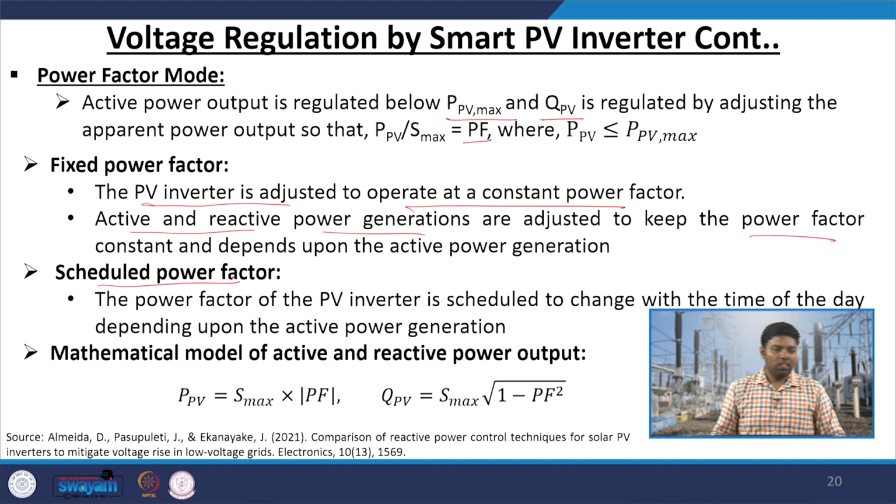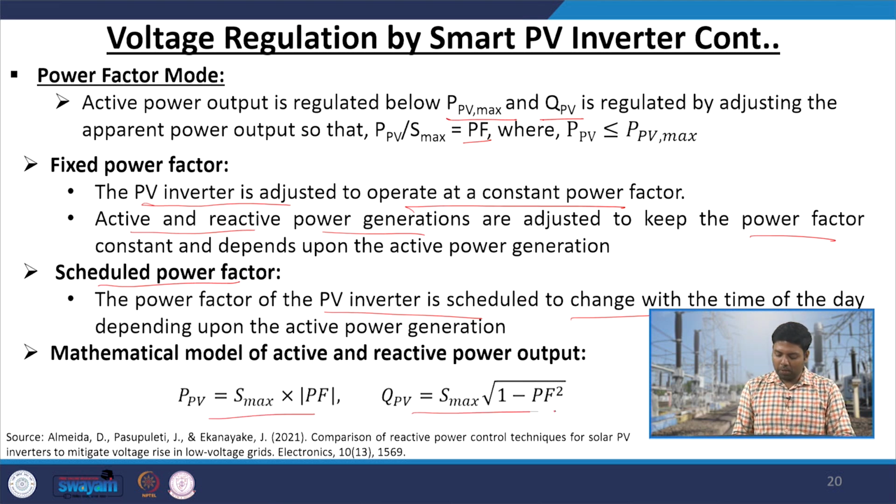Other than that, you can also schedule your power factor. That is also a kind of variation of your fixed power factor, where you want your load to be operated at 0.9 power factor. So, depending upon that, your PV inverter is scheduled to change with time, so that every time your load is changing, that means your power factor level is also changing. Depending upon that, you can fix the reactive power output, and these are the expressions to regulate your active and reactive power output from your PV inverters if you are operating in power factor mode.